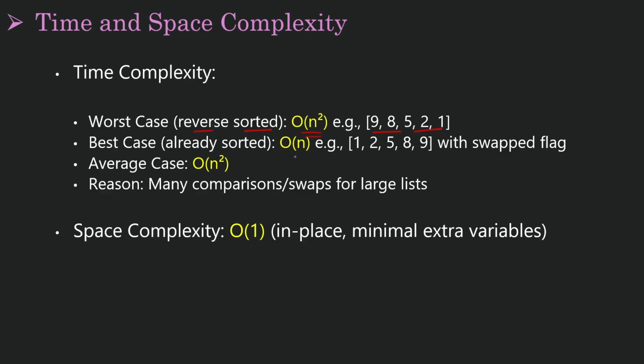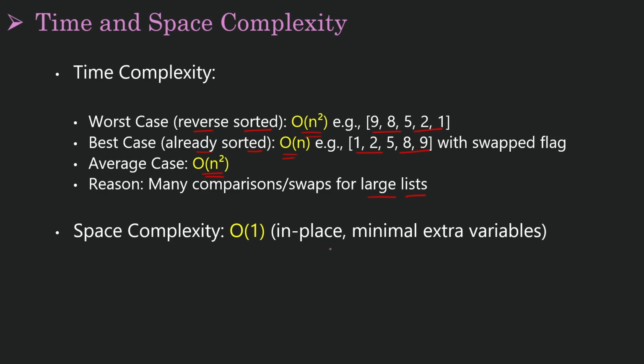Best case, already sorted. For example, 1, 2, 5, 8, 9, 1 pass, no swaps. So big O of n with the swap flag. Average case, big O of n squared, as multiple passes are typical. Why slow? Lots of comparisons and swaps for large arrays.